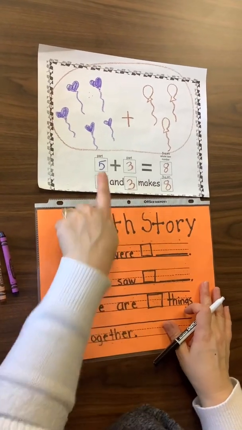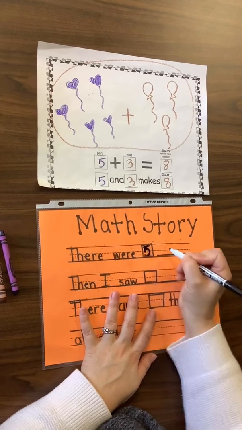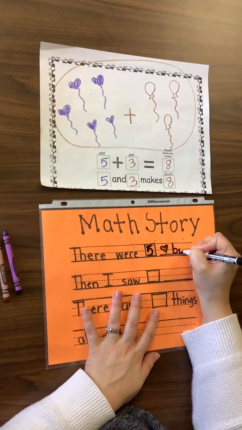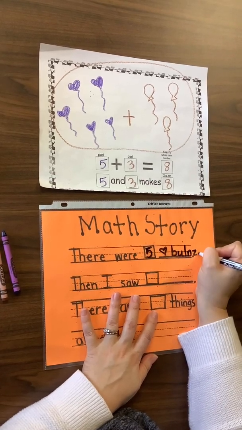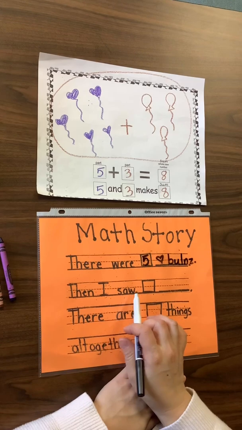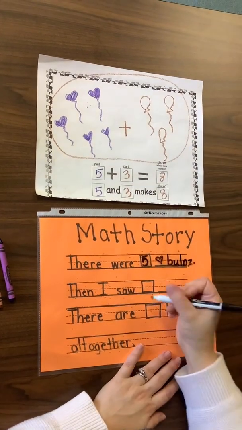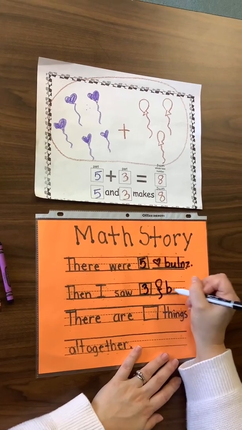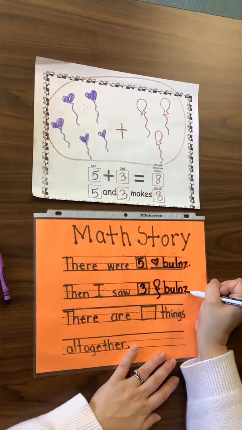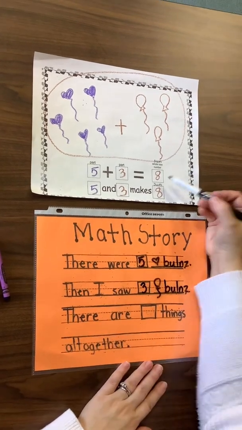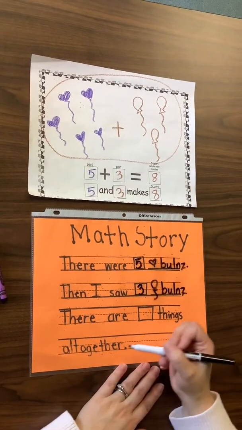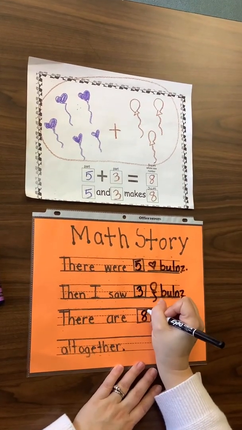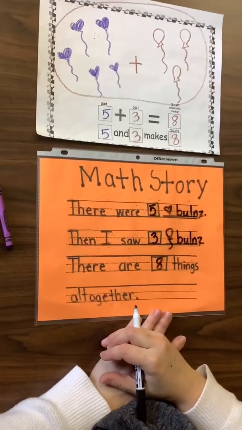There were 5 heart balloons. Then I saw, how many? 3 normal balloons. There are blank things all together. So how many balloons all together, everyone? We got 8. So now I can read you my math story.